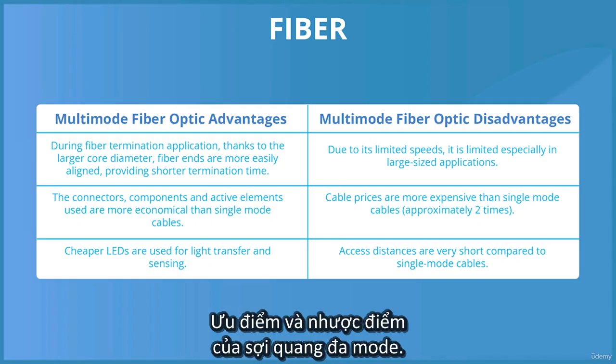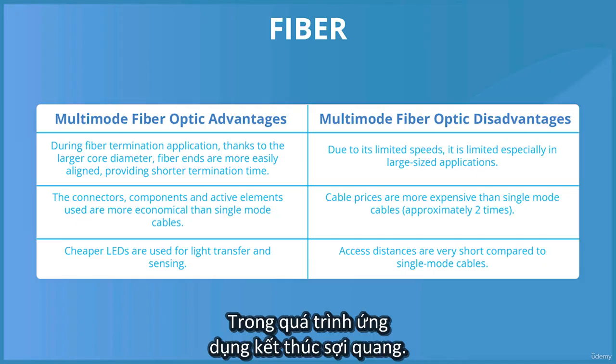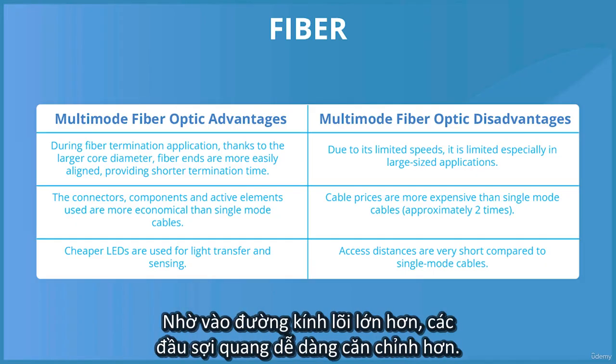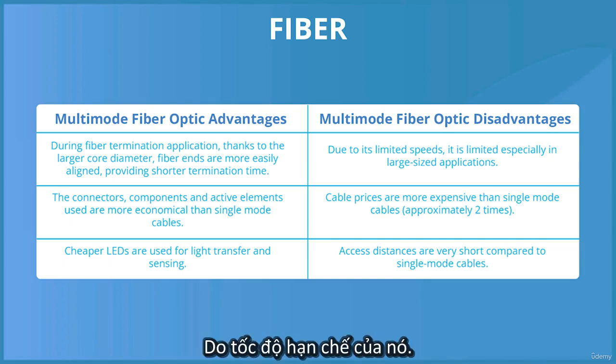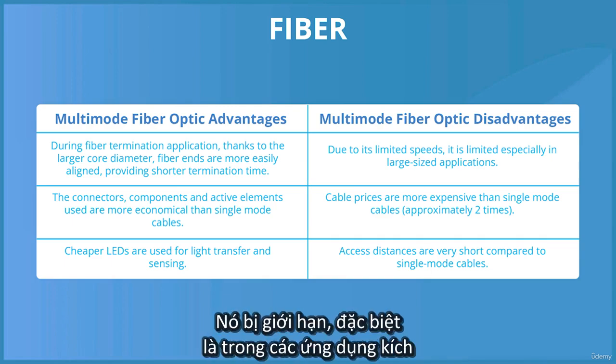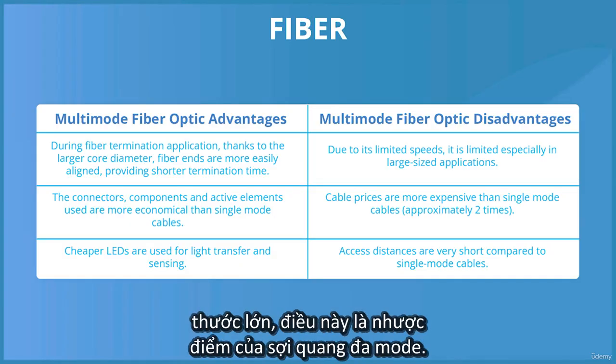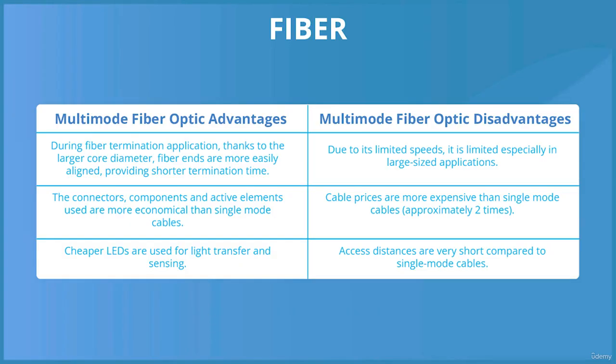Multimode fiber optic advantages and disadvantages. During fiber optic termination application, thanks to the larger core diameter, fiber ends are more easily aligned, providing shorter termination, which is one of the multimode fiber optic advantages. Due to its limited speeds, it is limited, especially in large-sized applications, which is a multimode fiber optic disadvantage.